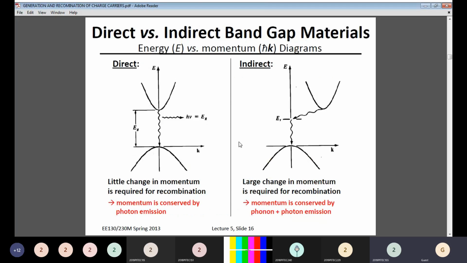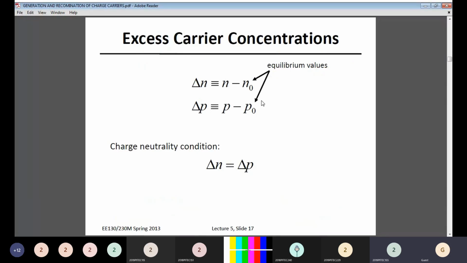Next, direct versus indirect band gap materials, energy versus momentum diagrams. The first one shows the direct band gap materials. The second graph shows the indirect band gap materials. In direct band gap materials, little change in momentum is required for the recombination. Momentum is conserved by the photon emission. Whereas in indirect band gap materials, a large change in momentum is allowed for the recombination of charge carriers, and here momentum is conserved by phonon plus photon emission. Phonon means sound and photon means light.